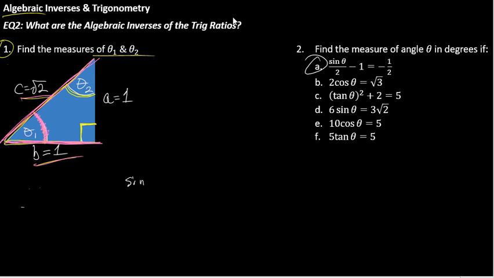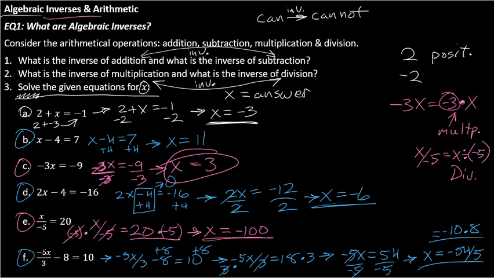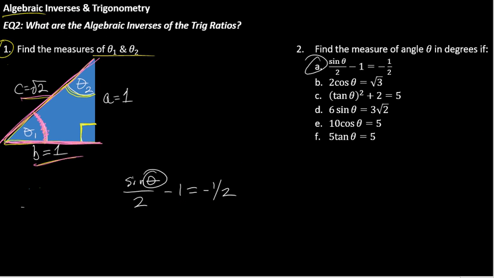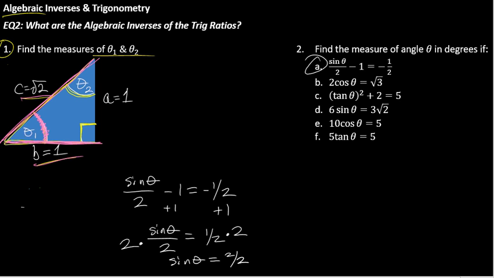So I've got sine theta over 2 minus 1 equals negative 1/2. Just like what I was doing before, I'm trying to get theta by itself. So I'm going to do plus 1 to both sides. That's going to be 1/2 left over here, sine theta over 2. I'm going to multiply by 2 on both sides. That's going to give me sine theta equals 2 over 2, or 1.